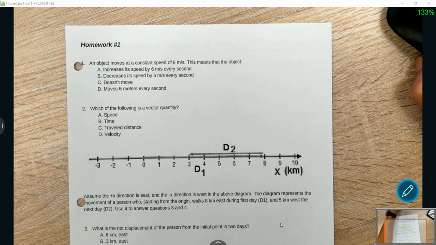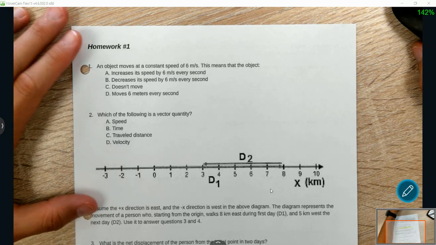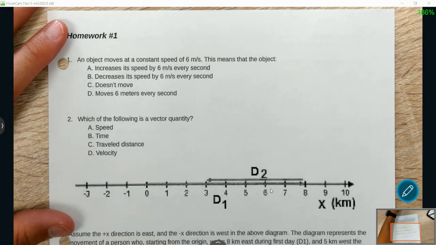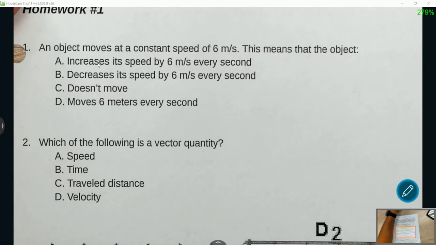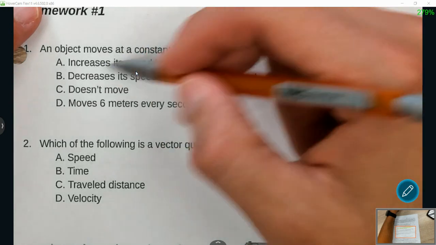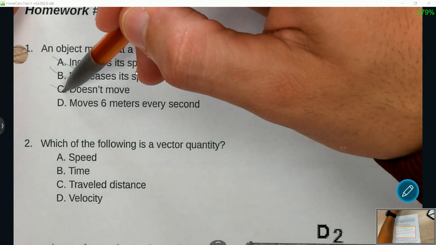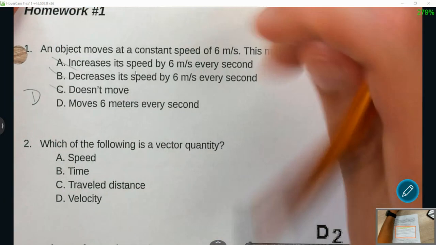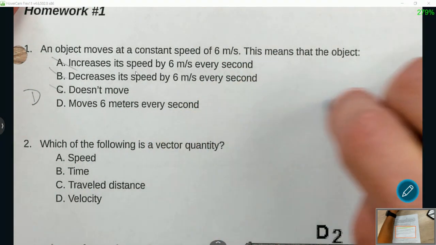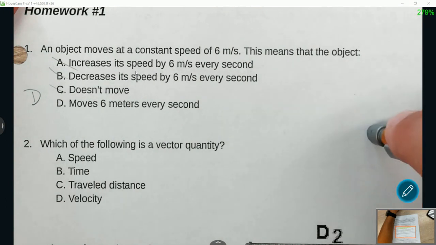All right, so for your homework, an object is moving at a constant speed of 6 meters per second every second. Well, it says it's moving at a constant speed, so what do you think that means? If it's moving constant, that means it's not increasing and decreasing. That can't be an option. Not moving, well, that definitely can't be an option. It's telling you that it is moving, so it's going to be letter D. It's moving at a constant 6 meters per second, so every single second it's going to move a full 6 meters.